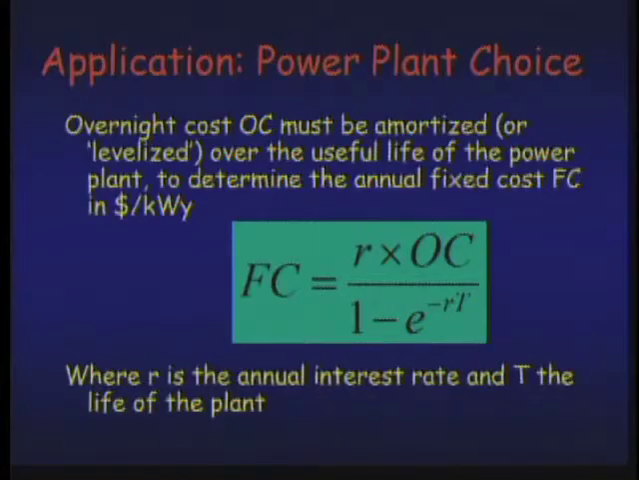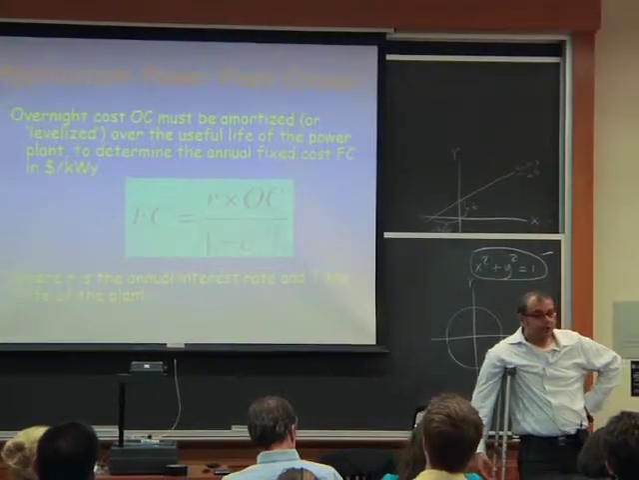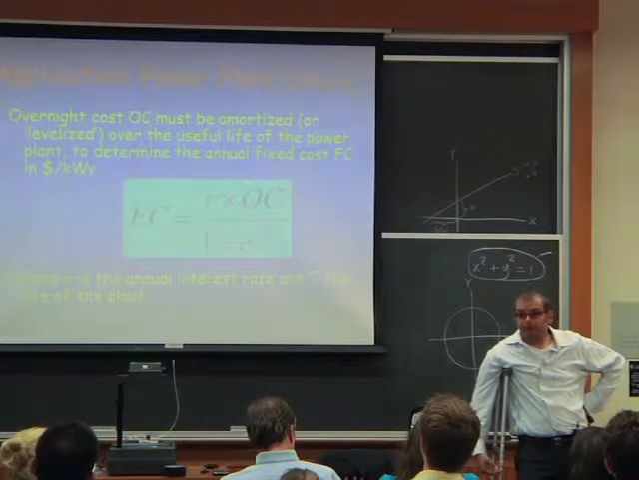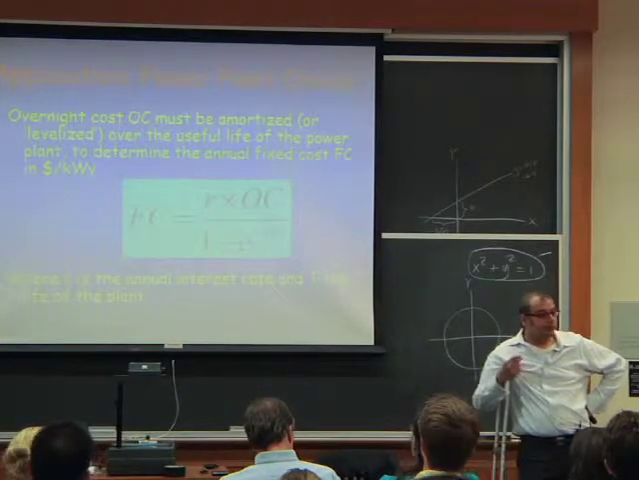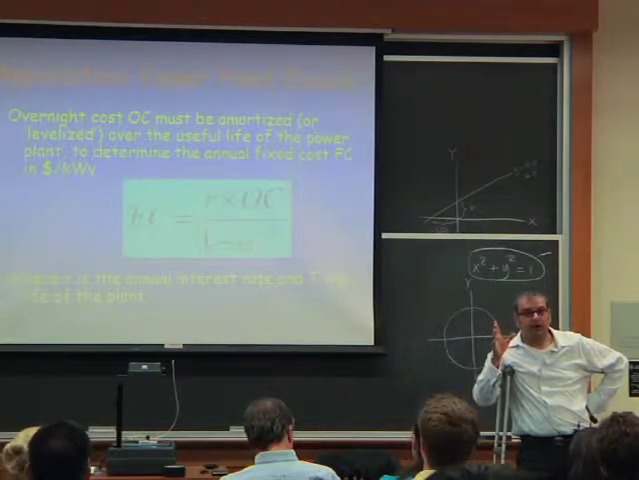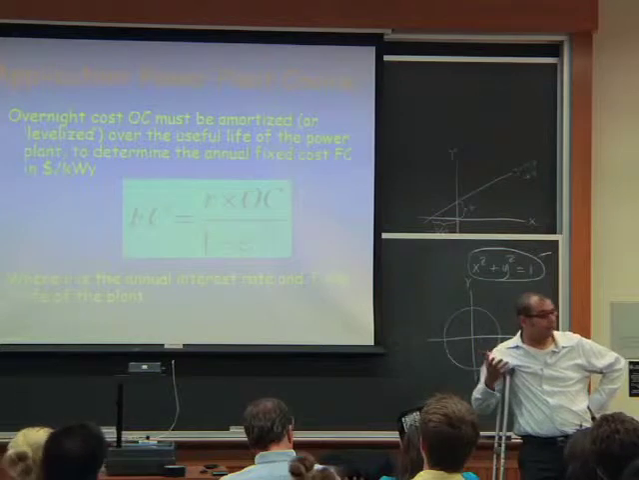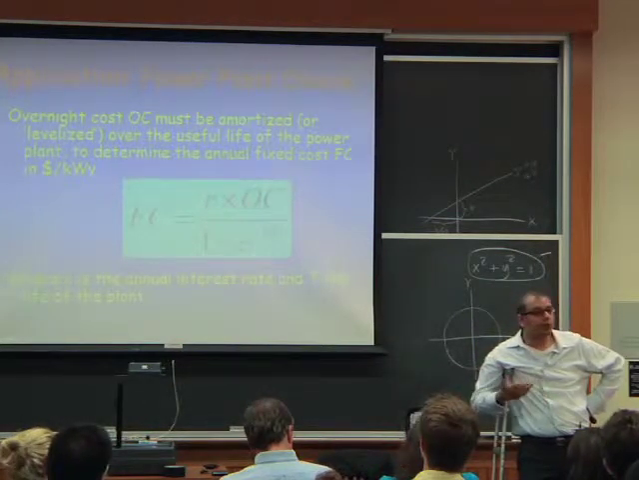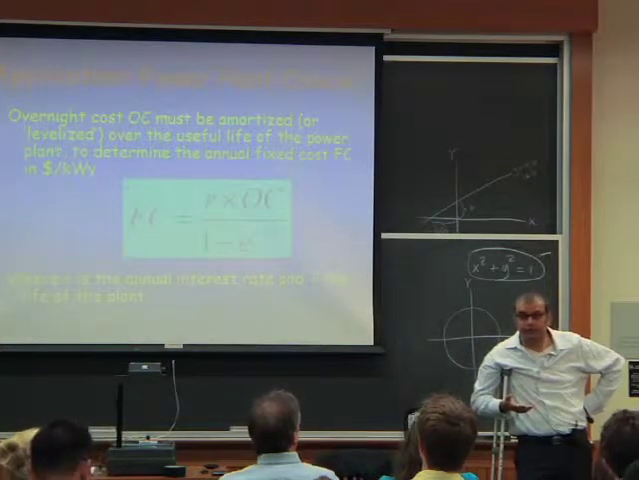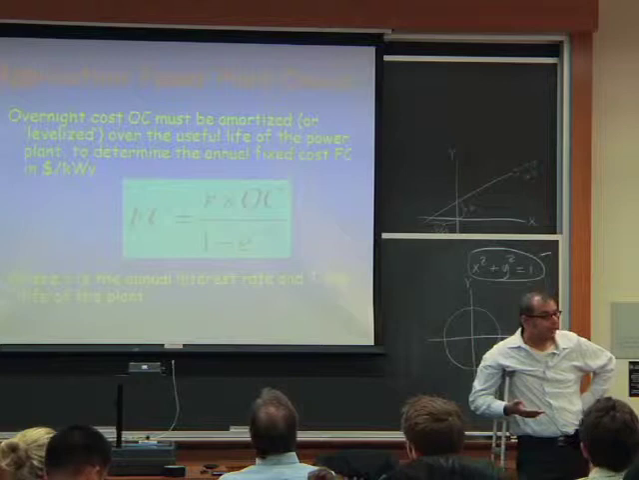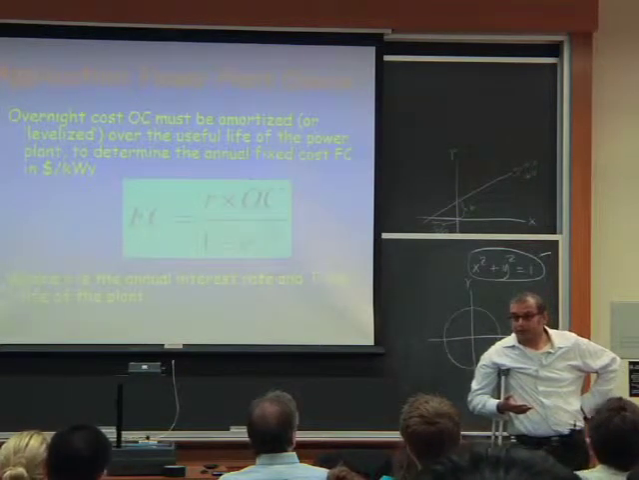Now, overnight cost you can think of as the instantaneous capital investment. What I'd like to do is convert that overnight cost into units which are the same as the variable cost. The overnight cost is what I pay to put a power plant up overnight. Now, that power plant has a useful life, so it's going to provide me with electricity over its useful life, and the value of that electricity is going to depend on the interest rate as well as other factors which I've simplified out of this analysis.